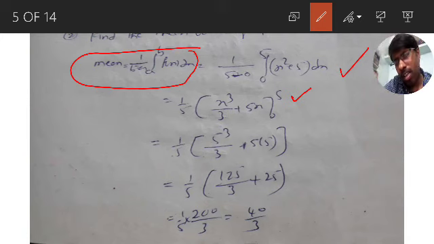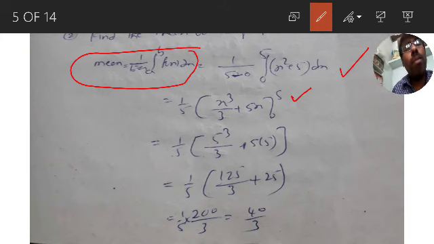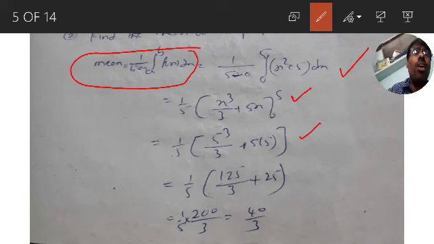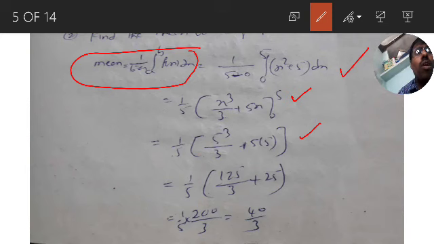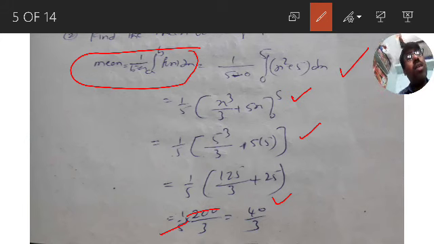By the fundamental theorem of integral calculus, you have to integrate, and after that upper limit minus lower limit. Substitute the upper limit 5: 5 cubed by 3 plus 5 into 5, minus the lower limit, which is 0, so I'm not writing anything. What is 5 cube? 5 cube is 125, and 5 into 5 is 25. Take LCM, so it is 125 plus 75, that is 200 by 3. Then 1 by 5 into 200 by 3, so the answer is 40 by 3.